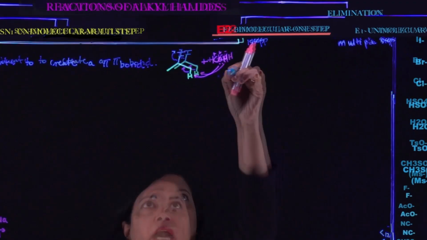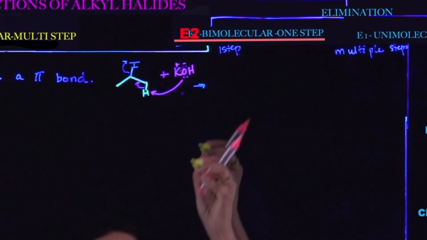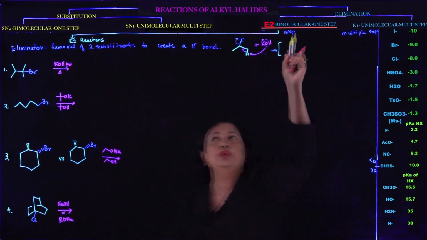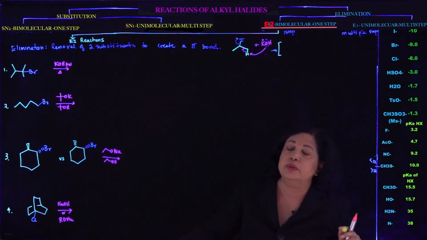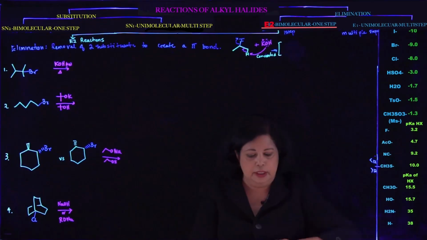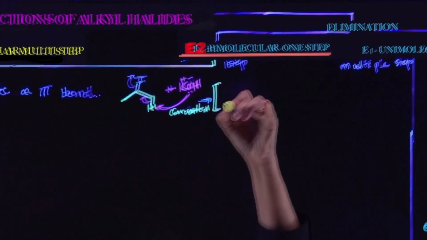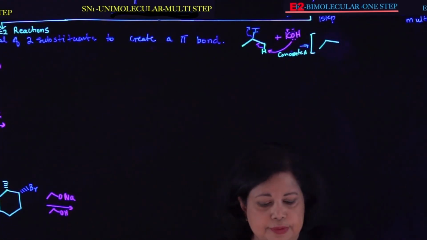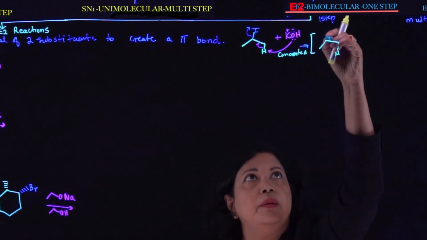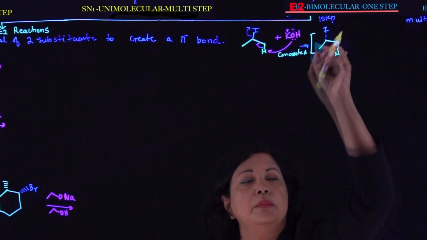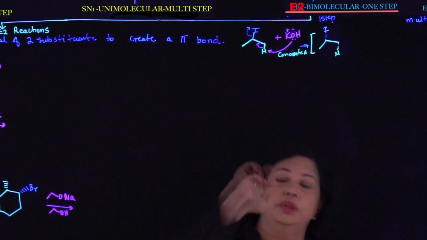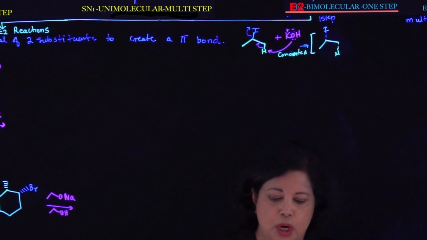So therefore, you're going to have a transition state for this, just like in your SN2. Both SN2 and E2 are bimolecular reactions, which means they're concerted. So in your concerted transition state, you would have your hydrogen being broken and your iodide being broken at the same step. That's why it says removal of 2 substituents to create a pi bond, not just one.